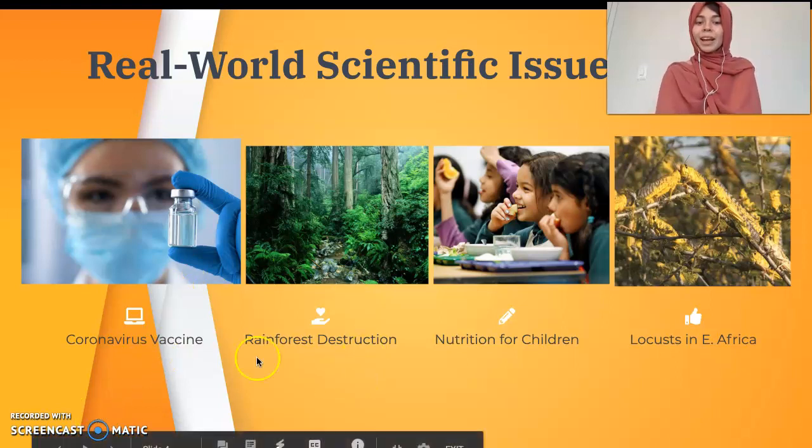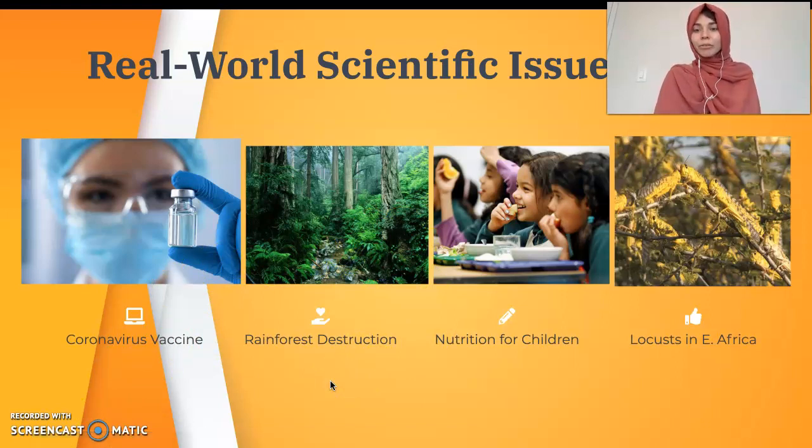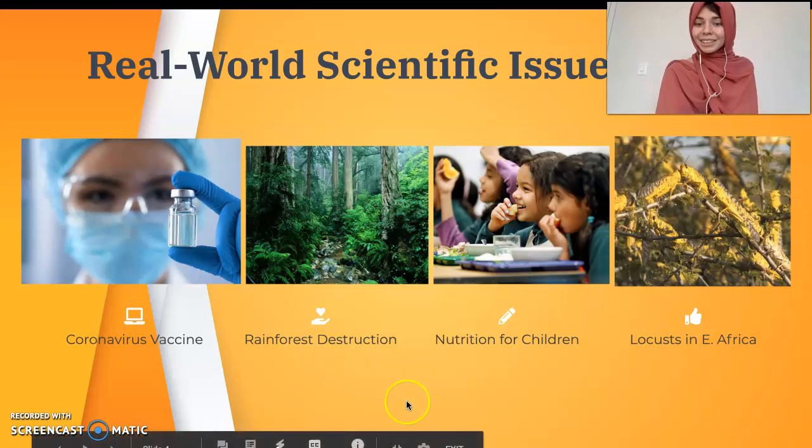Another one, rainforest destruction. So this is something that maybe a botanist would be very worried about, or a zoologist. As we lose rainforests, we lose types of animal species. It contributes to climate change. Really, we should all be worried about this. I know we talked about this a lot in terms of climate change specifically, but that's one thing that I think about a lot too.